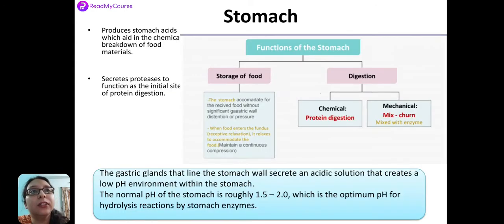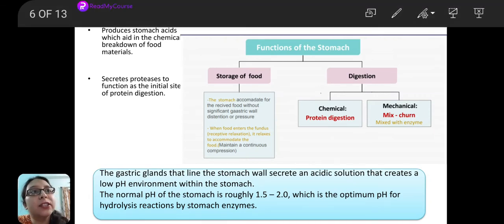So moving to the next slide, we come to the stomach. I want you to have a look at the functions of the stomach first. See, we know that it stores the food temporarily. It is a J-shaped sac, which stores the food, right? What is the role of stomach in digestion?